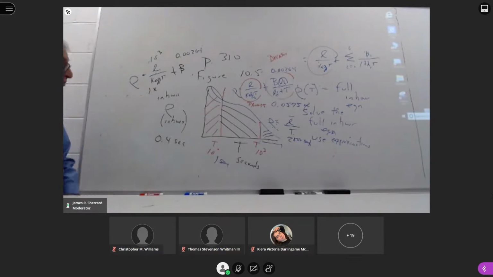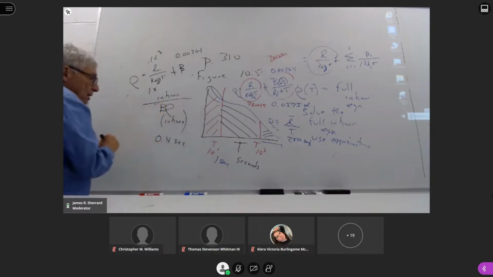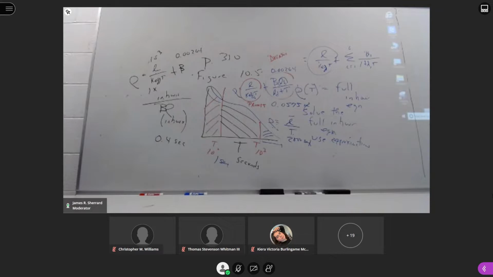Again, it's in N-hours. If you wanted to make it into dollars, you would divide this by the beta for the particular fuel. And again, make sure that's a real number and not a percentage.